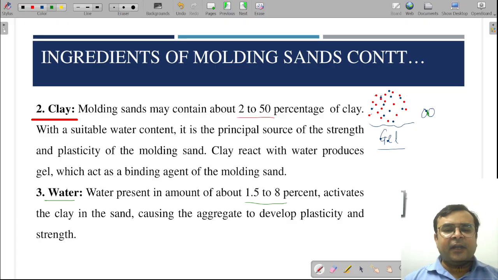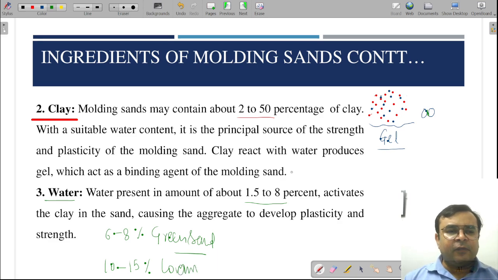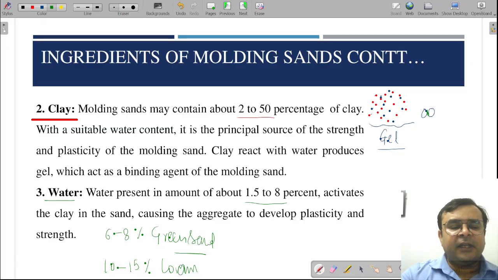And generally we add around 1.5 to 8% of water. Generally we use 6 to 8% for silica sand, 6 to 8% for green sand. Is it right? And around 10 to 15% we use in loam sand. Why? Because the larger the quantity of clay, the larger the water requirement. Yes or no? That's why we select percentages like this.